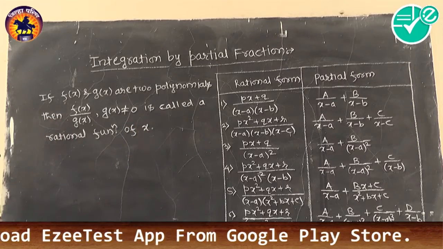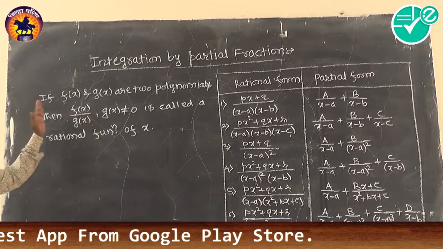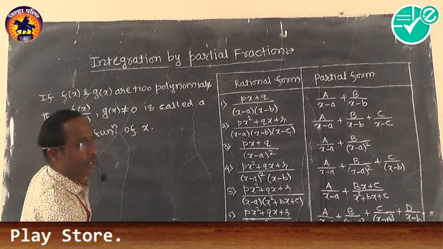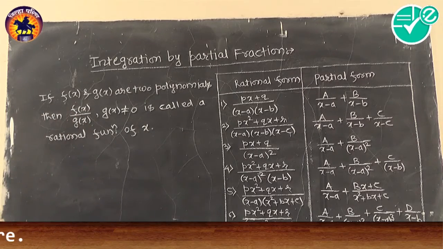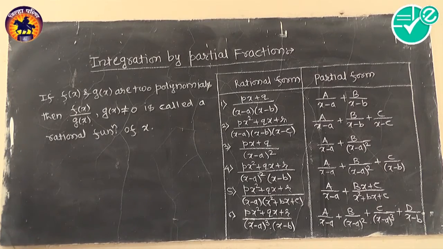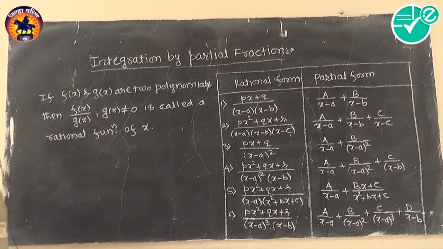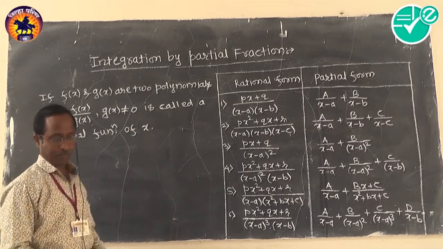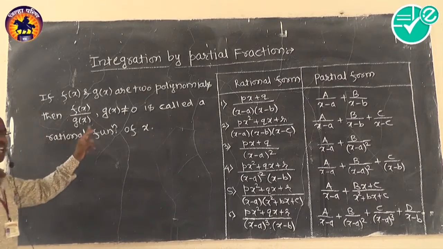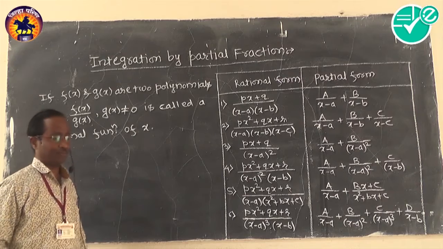We know the definition of a rational function. If f of x and g of x are two polynomials, then f of x divided by g of x, where g of x is not equal to 0, is called a rational function of x. It is also called a rational algebraic function of x.